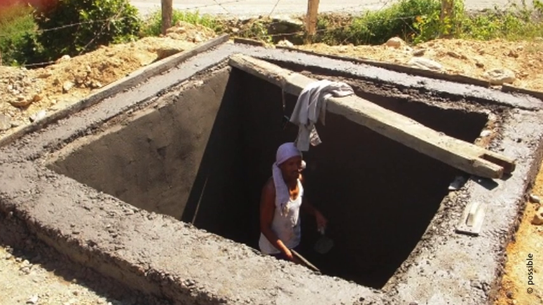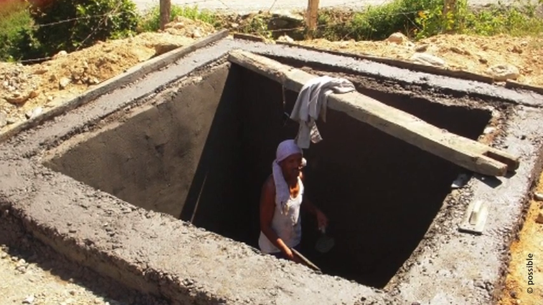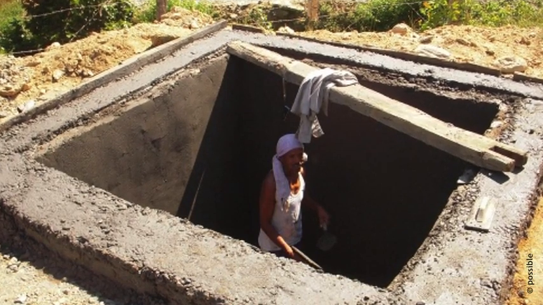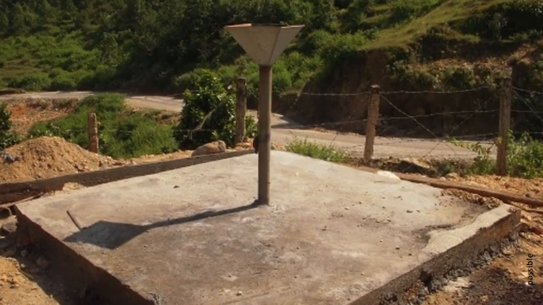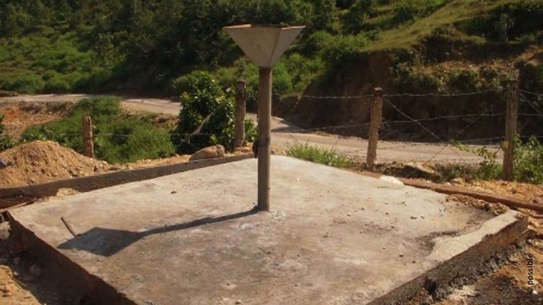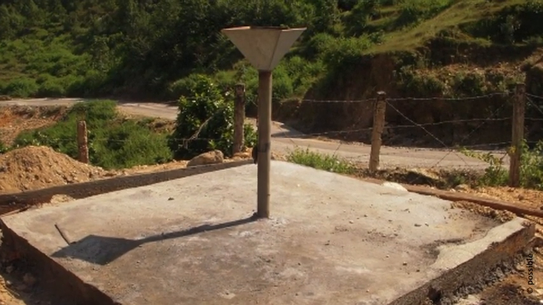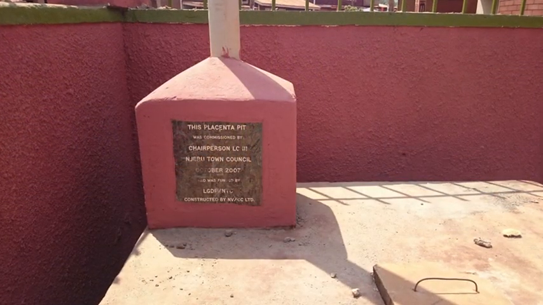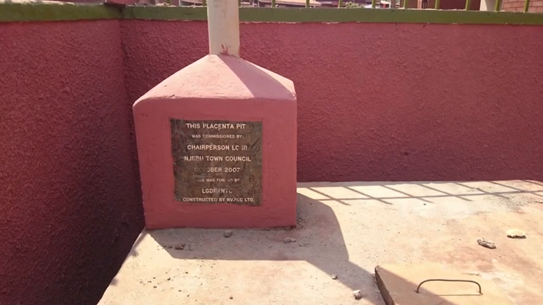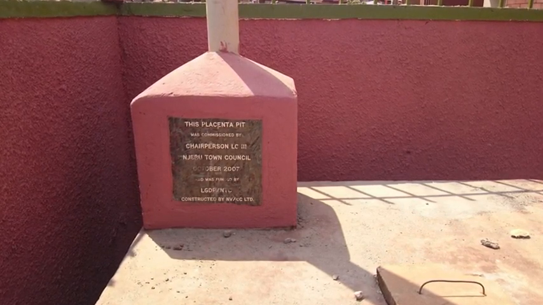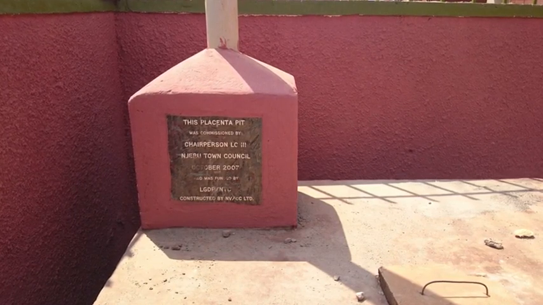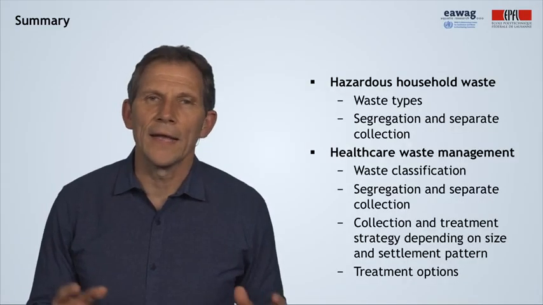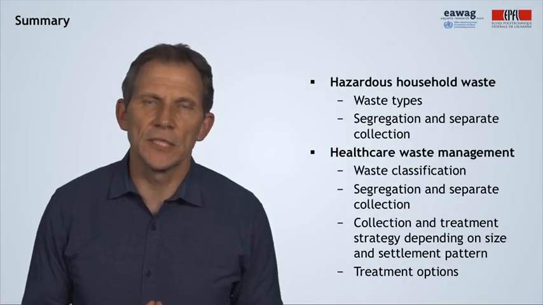And finally, some examples of landfilling of healthcare waste. What you see here is a sharps pit, so a constructed cement pit where sharps can be disposed of through this tube. And what you see here is a placenta pit, so a constructed cement pit where human tissue, the placenta after birth, is deposited.